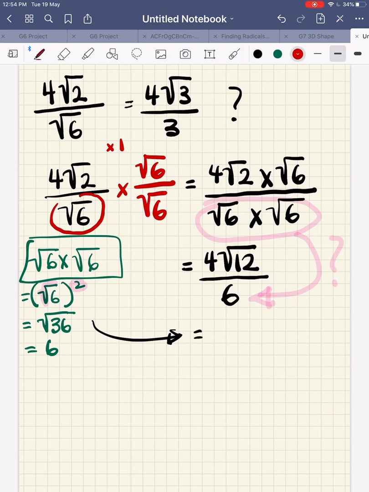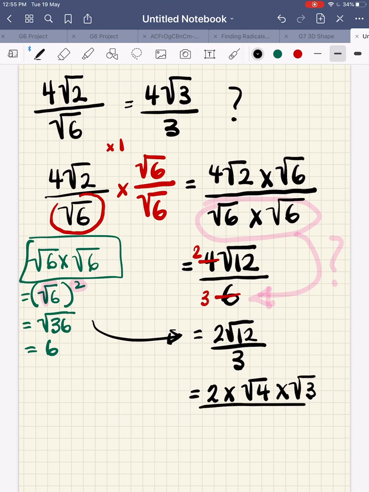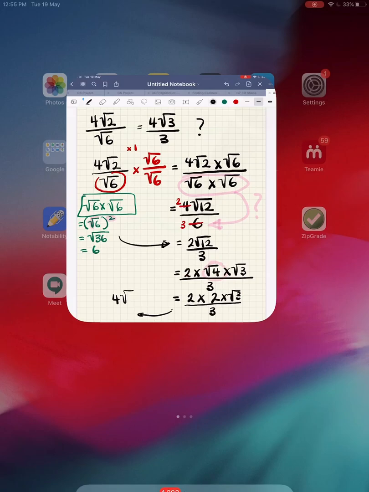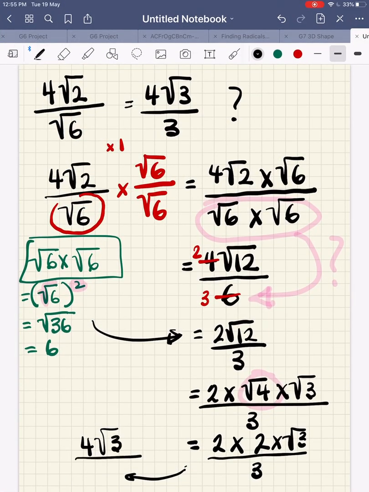Well, now I know here that they share a common factor, don't they? So I have 2 root 12 over 3, but root 12 is the square root of 4 times the square root of 3, 2 times 2 times root 3, 4, run out of space, forgive me, I'll have to go over this way, 4 root 3 divided by 3.